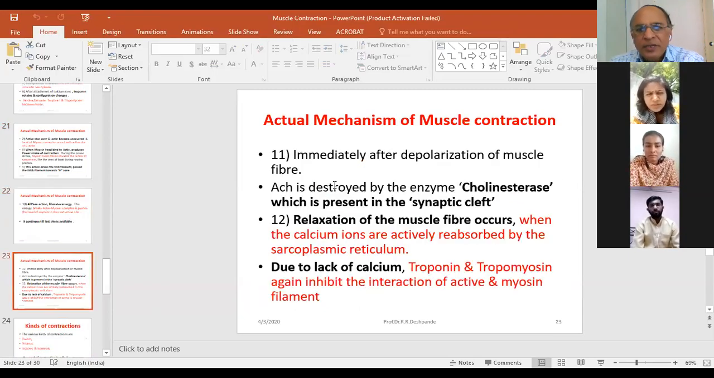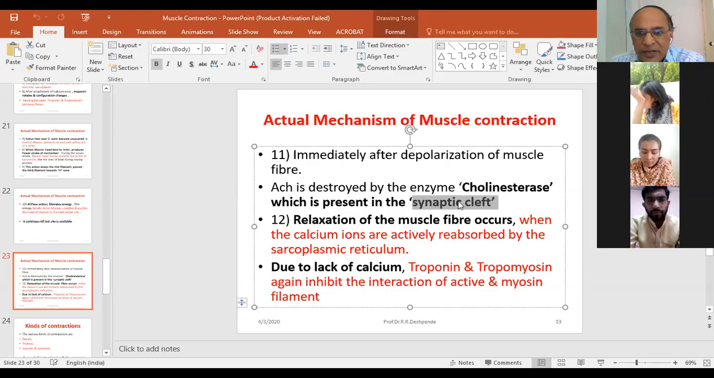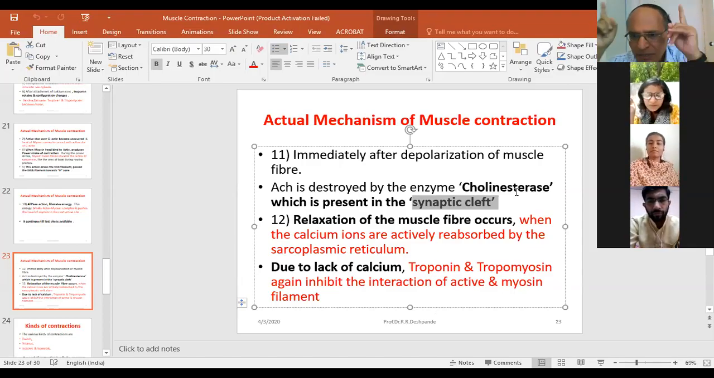Okay. Immediately after depolarization, whenever the contraction process completes, then there is another enzyme, cholinesterase. ASE means enzyme. This is another enzyme. What is the function? It is in the synaptic cleft, in the synapses. What does it do? It is destroying the acetylcholine. Cholinesterase stops ACh. Now it is enough. Contraction is complete.